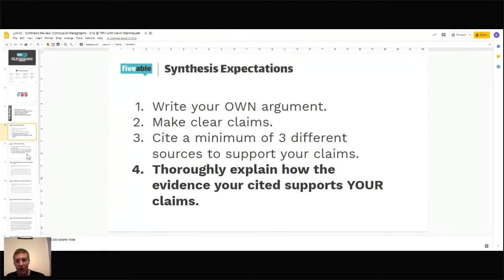It's where you are the thinker and the writer. I tell my students this all the time. AP Language is a class about thinking. I honestly think it's a class more about thinking than about writing. Sure, you can have a beautiful prose writing style.